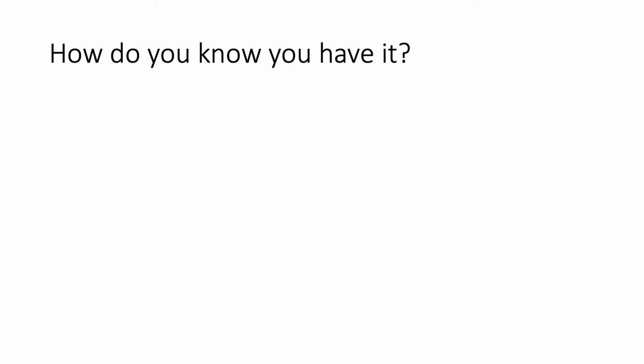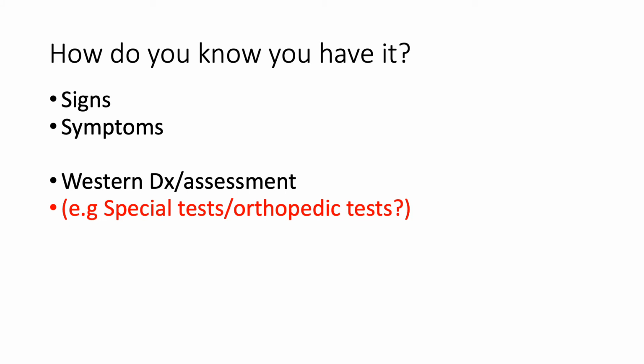Now, how do you know you have whichever condition you've chosen? You're going to give us your signs and symptoms, right? This is where you list them, using bullet form. Depending on the length of your signs and symptoms, you can also give us your diagnoses as well as your assessment criteria, right?